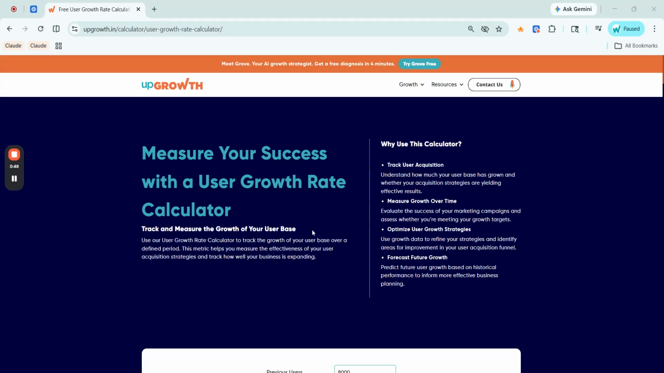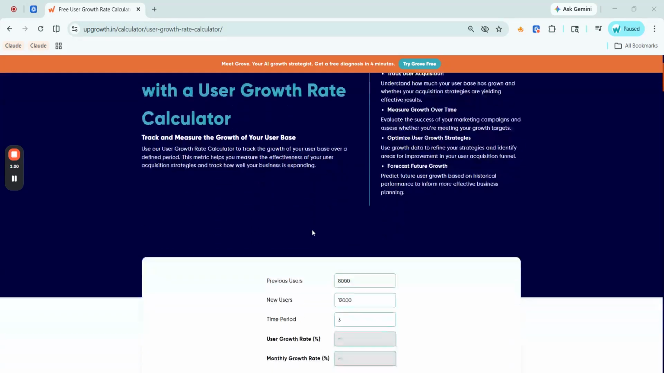This is the user growth rate calculator by Upgrowth. It measures how much your user base has grown over any time period and breaks it down into a monthly growth rate so you can track momentum consistently. So just three simple inputs.